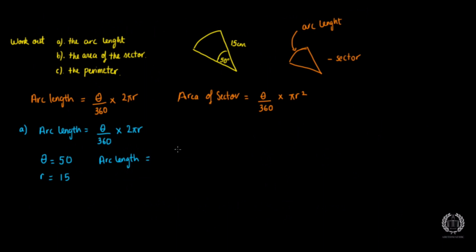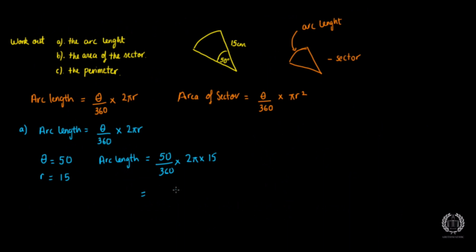So the arc length is 50 over 360 times 2 pi r, which is just 2 pi, times my radius, which is 15. And all you do is you put that in your calculator. So 50 over 360 times 2 pi times 15.